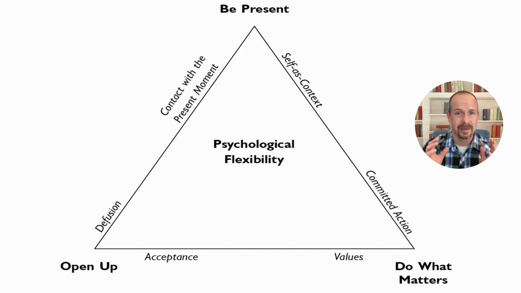Now, if the Hexaflex is not quite your thing, try the ACT triangle. If we look at this ACT triangle, it summarizes or boils down the 6 core concepts into 3 main concepts. The top of the triangle is be present.